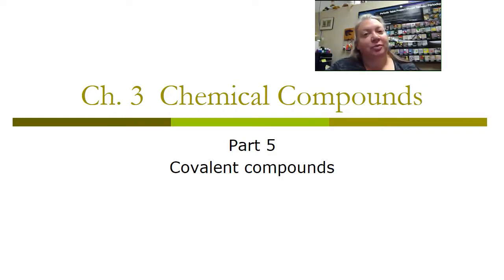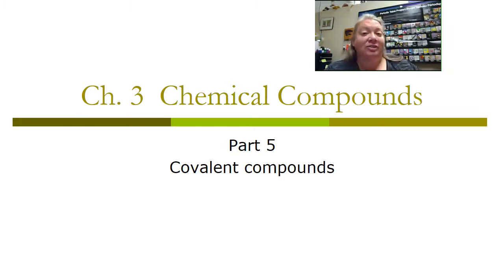Earlier in the chapter, we dealt with ionic compounds. And remember, ionic means that it's a metal and a nonmetal. If you look at the periodic table, something from the left plus something from the right. There's a transfer of electrons.